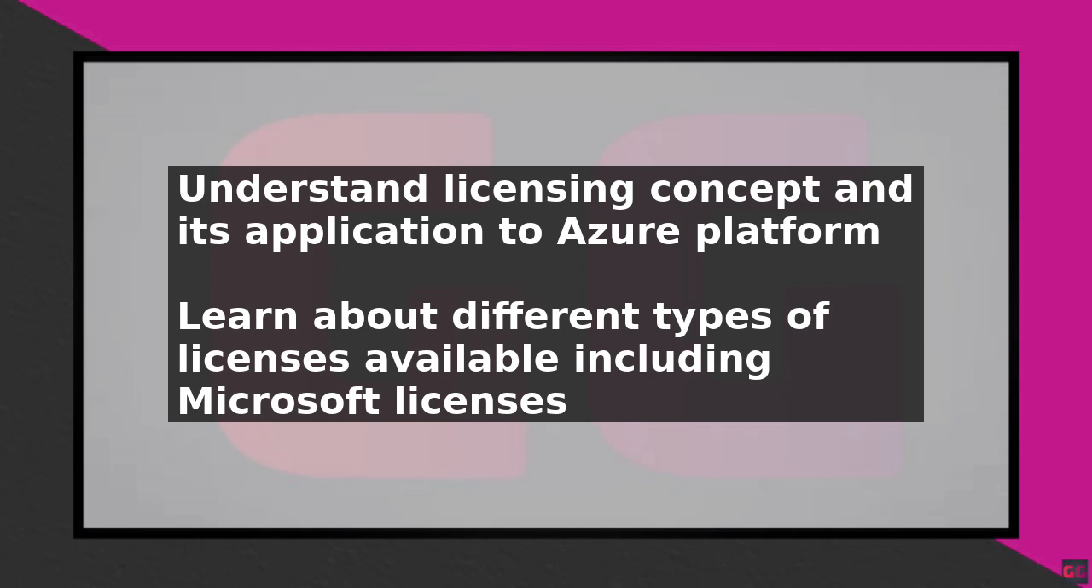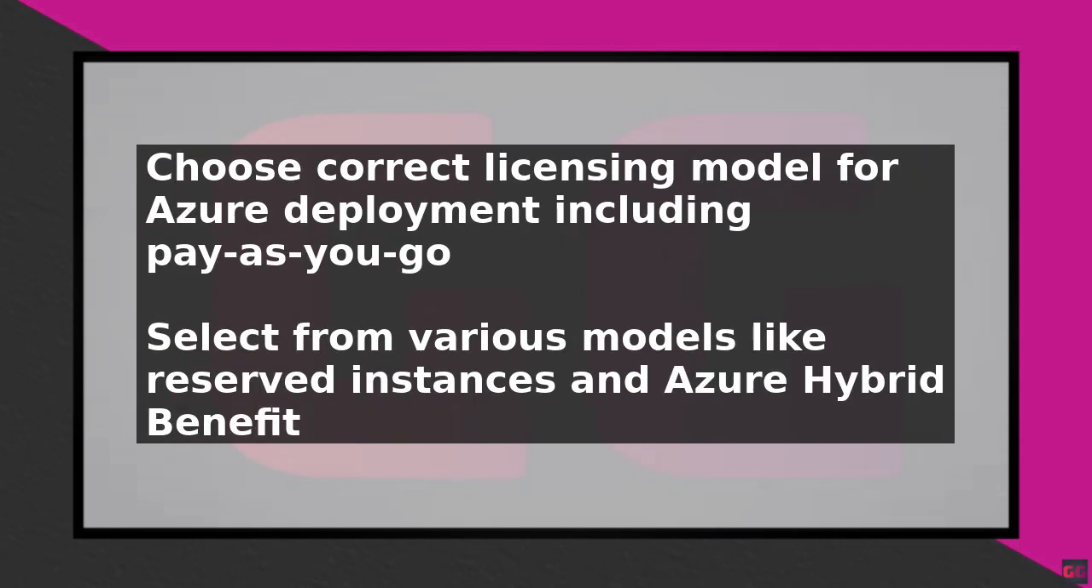The next step is to choose the correct licensing model for your Azure deployment. Azure offers various licensing models, including pay-as-you-go, reserved instances, and Azure Hybrid Benefit. The pay-as-you-go model allows you to pay for the licenses you use, while the reserved instances model provides a discounted rate for long-term commitments. The Azure Hybrid Benefit model allows you to use your existing on-premises licenses on Azure.